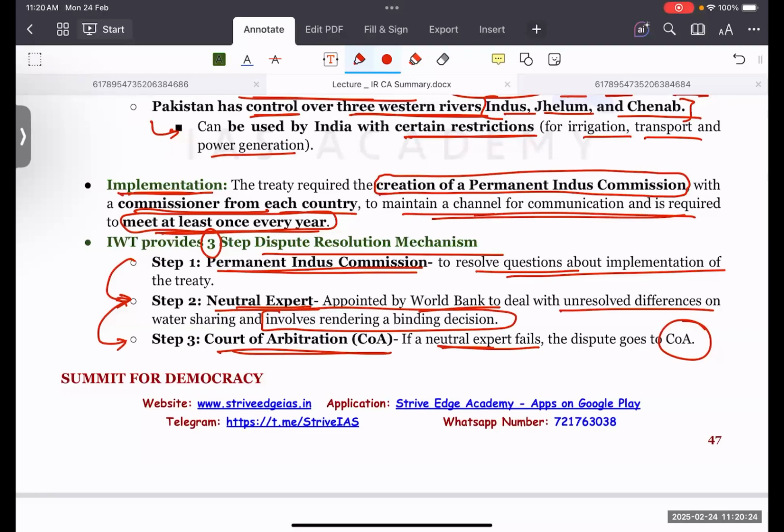And then the next one is the Summit for Democracy. This is in the news because recently the Prime Minister of India addressed the third edition of the Summit for Democracy. So we have to look into what this Summit for Democracy is.